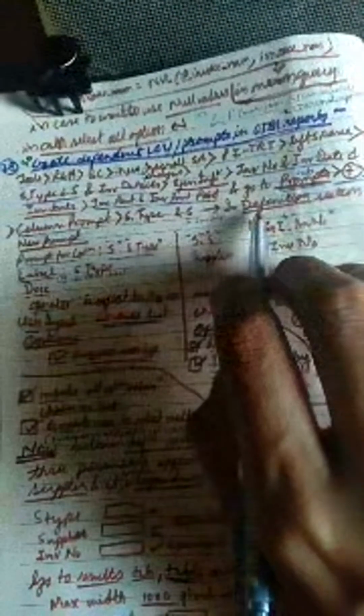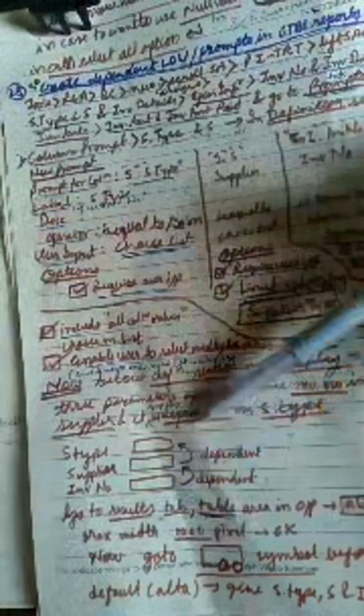You have 2 sections there, definition and display. In the definition section, as soon as you click on column prompt, you click on the column you want to do it on. I'm doing it for 3 things: supplier type, supplier, and invoice number. The reason for doing this is that invoice number should be dependent on supplier, and supplier should be dependent on supplier type. So first of all, I'll create it for supplier type.